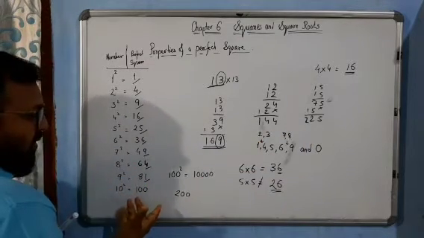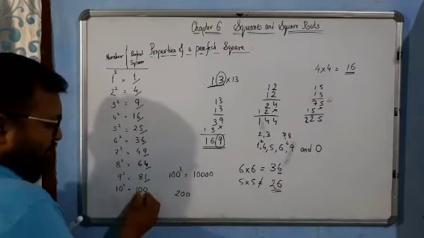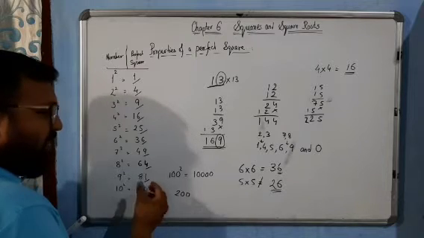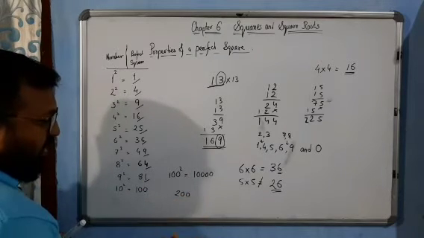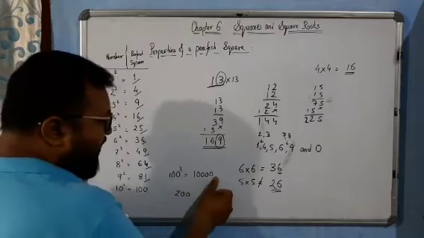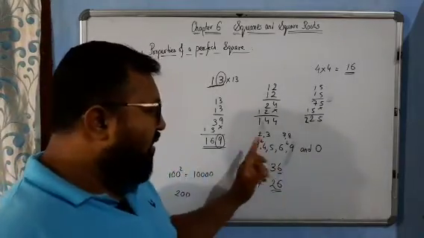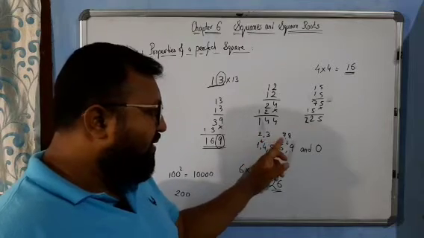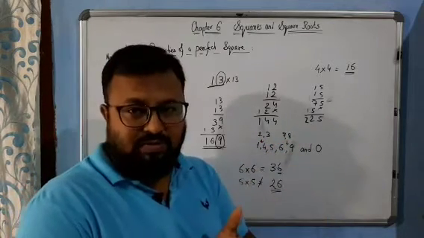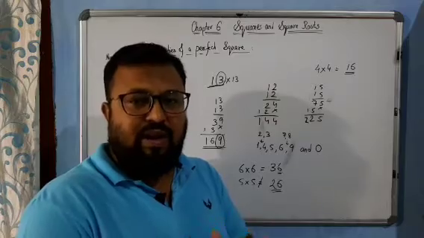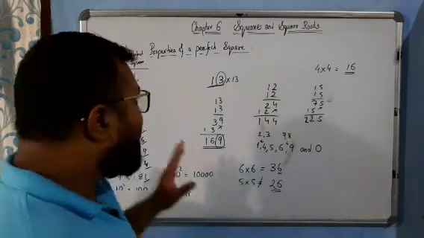So there is a chance that whenever you are having an even number of zeros, it may be a squared number. But if you are getting an odd number of zeros, then it is definitely not a perfect square. A number that ends with 2, 3, 7, 8, or has an odd number of zeros is definitely not a perfect square number. So I hope you understood this part.